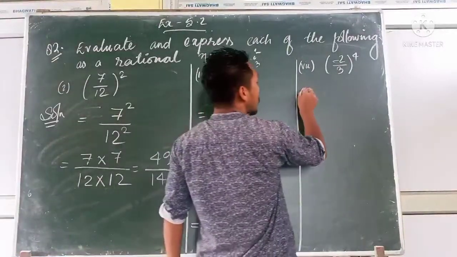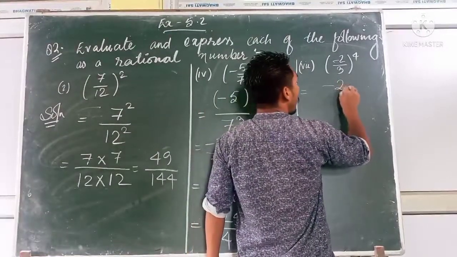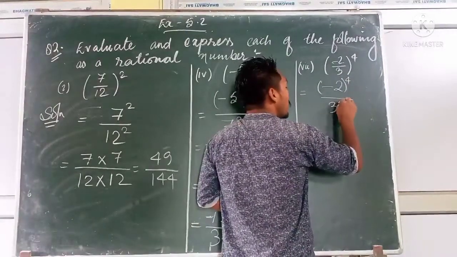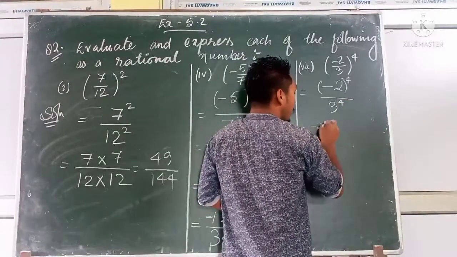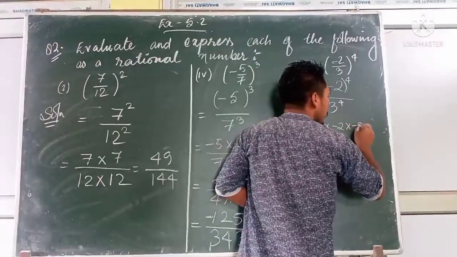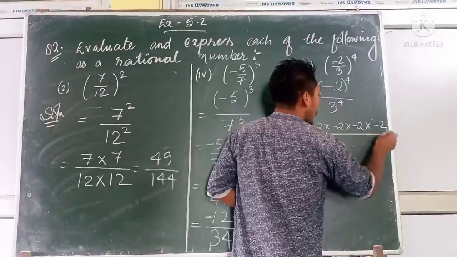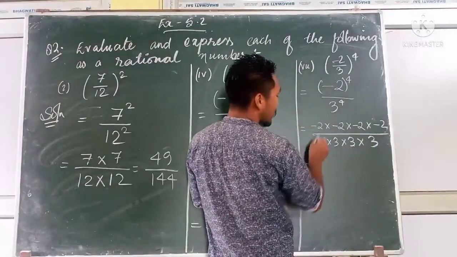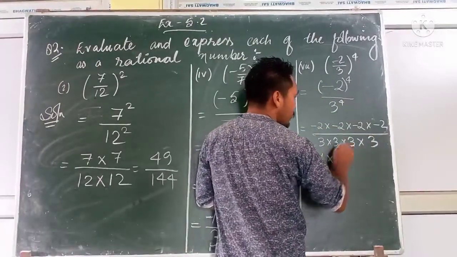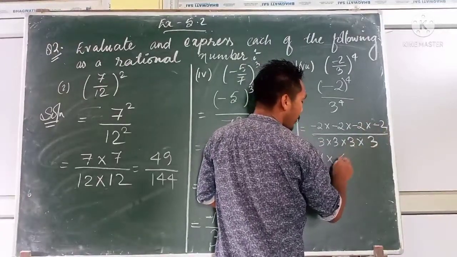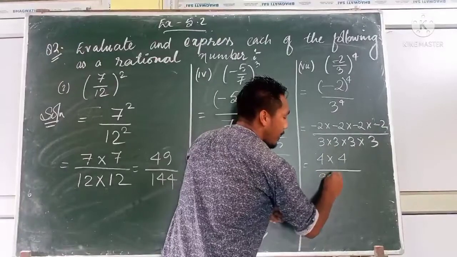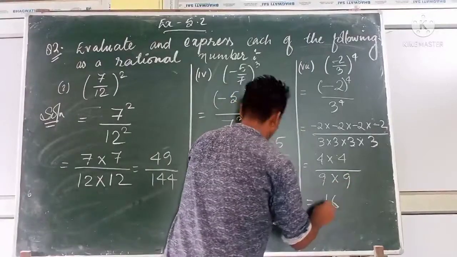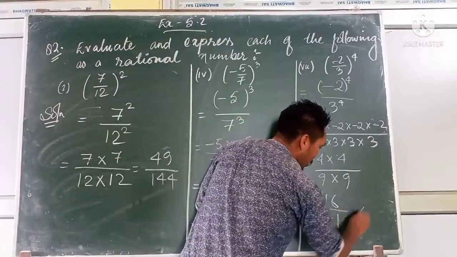Next, when we talk about this one, again we have minus 2 to the power 4, divided by, bracket close, again 3 to the power 4. So 2 to the power 4 means minus 2, you have to multiply 4 times, and 3 you have to multiply 4 times, 3 into 3 into 3 into 3. So if you multiply this, minus minus become plus, 2 2s are 4, again 4 into 4 is 16, divided by 3 3s are 9, again 9 9s are 81. So this is your answer.